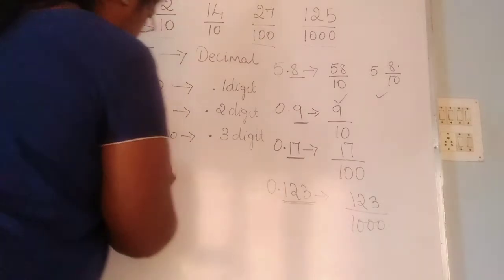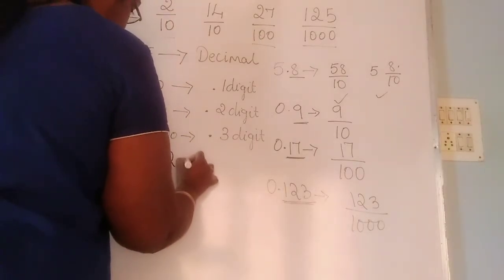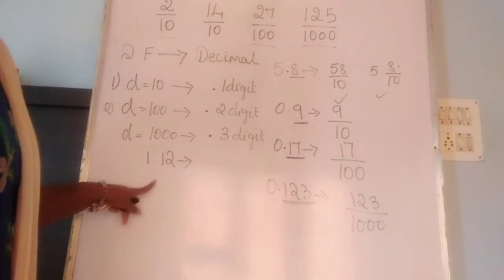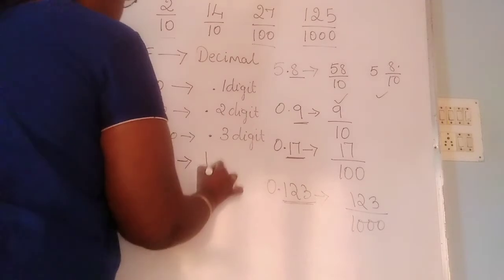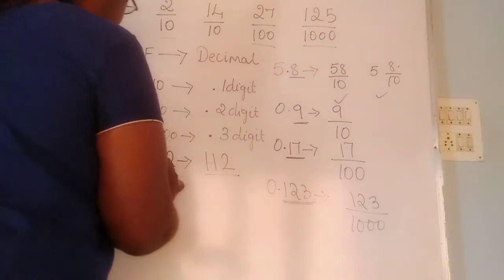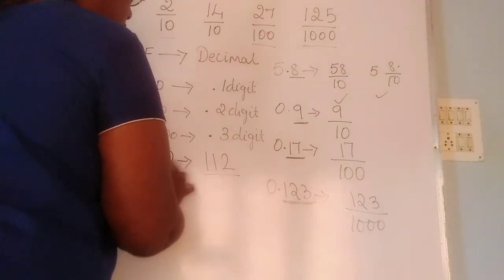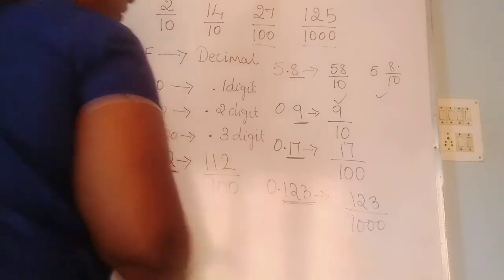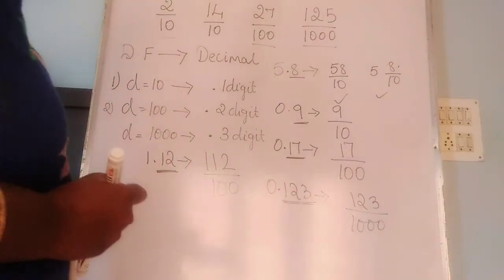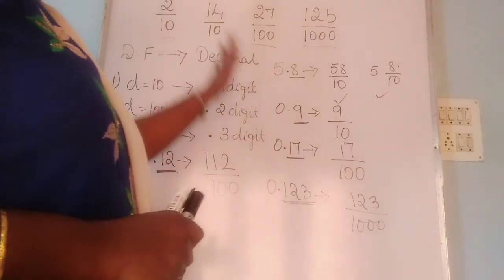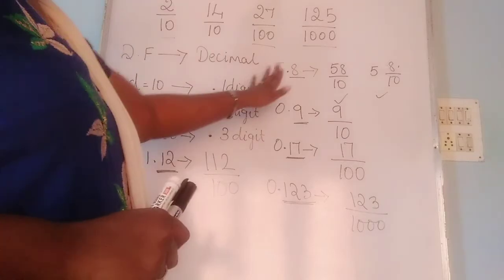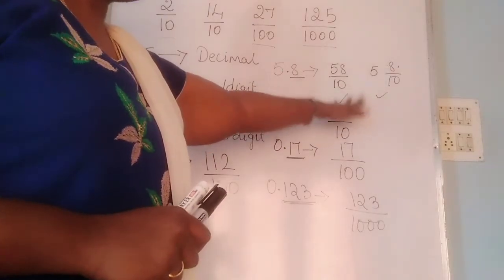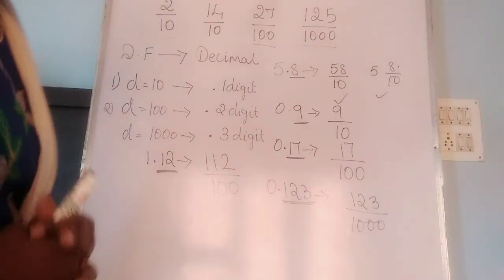Now I'll give you one more example. 1.12. Look here, 1.12. You can write the numerator as 112 divided by, after the point, how many digits do you have? 2. So if it is 2 digits, it is divided by 100. This is how you convert a decimal to a decimal fraction or a decimal fraction to a decimal number.